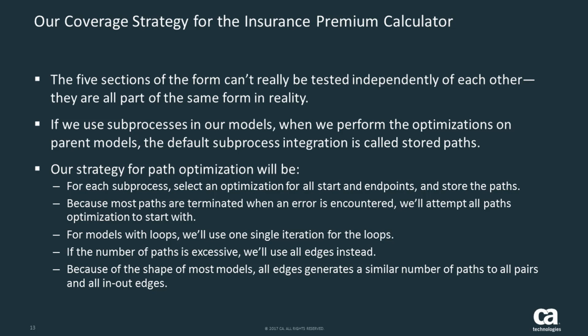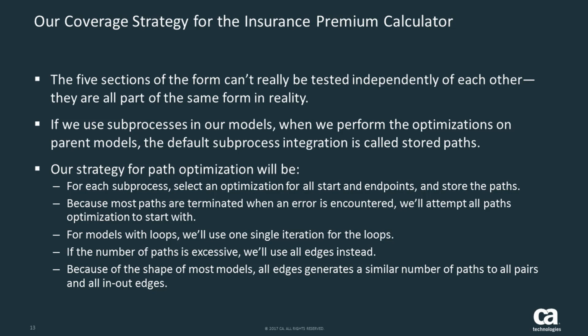Now, let's take our strategy to be fairly simple and pragmatic. What I'm going to suggest is that for each subprocess, we'll choose an optimization that looks thorough enough to exercise that part of the form. We'll look at generating paths for all start and end points and store the paths for each subprocess. They will be reused by the optimization at the next higher level. Now, because most paths complete when an error is encountered, we'll attempt all paths, the optimization to start with. Now, if this turns out to be too cumbersome and too excessive, we'll use all edges instead. Now, part of the optimization is some processes have loops, and we'll just use one single iteration for the loops to cover those aspects of the sub-processes as well.